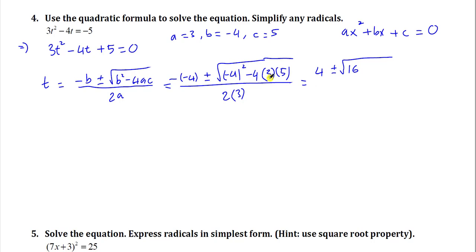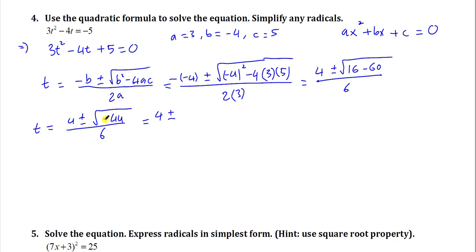5 times 3 times 4, so 5 times 3 is 15. 15 times 4 is 60, so 16 minus 60 over 3 times 2 is 6. Now simplify another step here. So 16 minus 60 gives me minus 44 over 6. Remember, we cannot have a negative inside a square root. Therefore, in this case, we are getting the imaginary number. So I keep the 4.